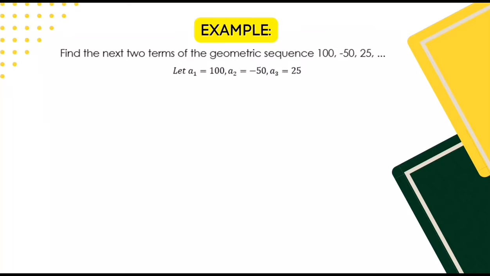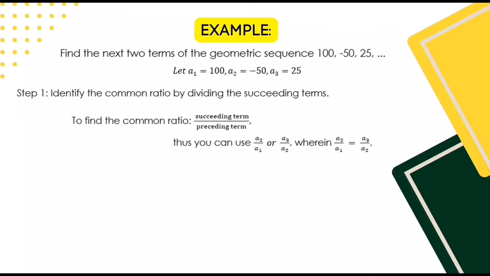Herein, let a sub 1 is equal to 100, a sub 2 is equal to negative 50, and a sub 3 is equal to 25. Again, first step, identify the common ratio. To find the common ratio, it is succeeding term over preceding term. We can use a sub 2 over a sub 1 or a sub 3 over a sub 2.